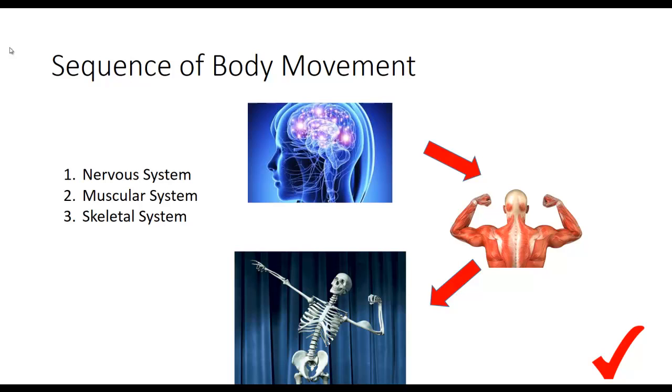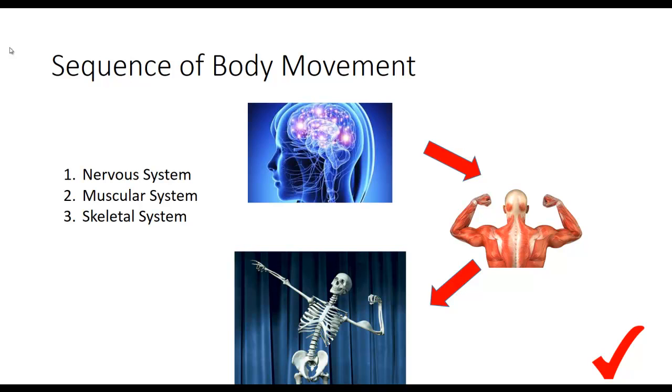Okay, let's talk about sequence of movement. So how does your body actually move? What's the pattern that occurs that allows for your body to move? Well, it has to start with your nervous system. Let's say, for example, you have put your hand on a stove and that stove is hot. The first thing that's going to happen is your peripheral nervous system is going to send a message to your central nervous system saying, we can't keep our hand here, it's hot, we got to move. So that is the nervous system.